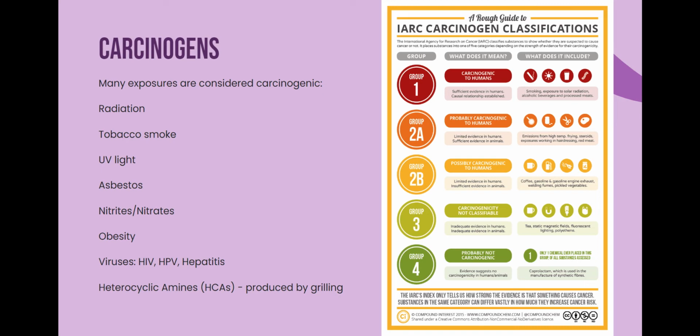It's why vaccines for HPV and hepatitis are so important. They prevent progression of abnormal cell development to cancer. And things that we eat, processed meats, grilled meats, can be associated with cancer. Evidence is not as strong as it is for, say, tobacco smoke or solar radiation.